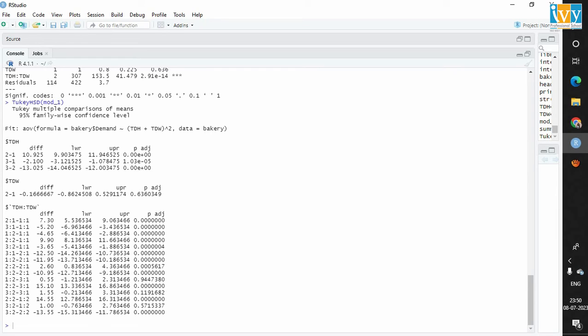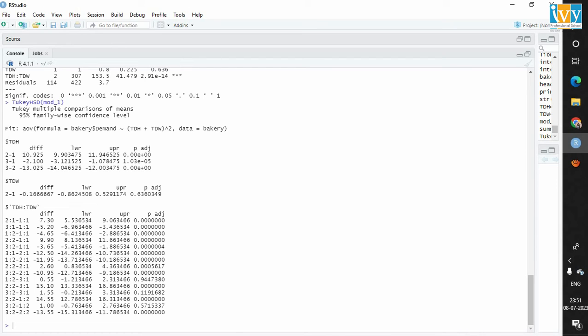And you have it. By conducting a two-way ANOVA analysis and performing multiple comparison tests, we were able to uncover the effects of display height, display width, and their interaction on demand in our bakery dataset. Understanding the impact of these factors can help bakery owners make informed decisions, such as adjusting the display strategies to maximize demand for the product.